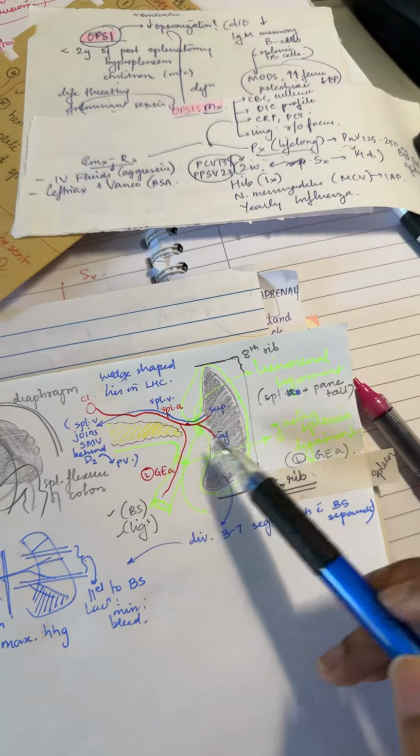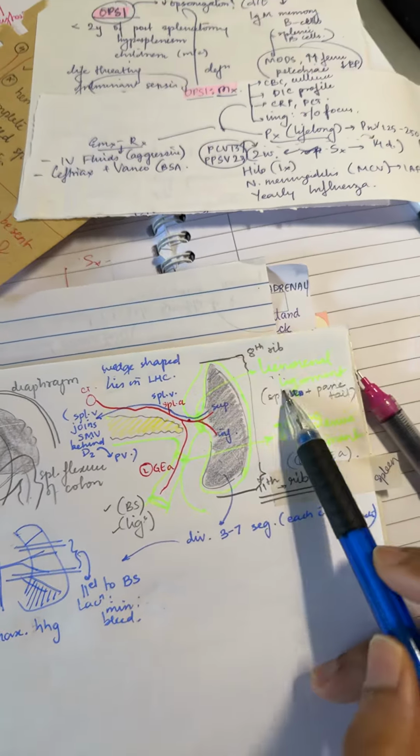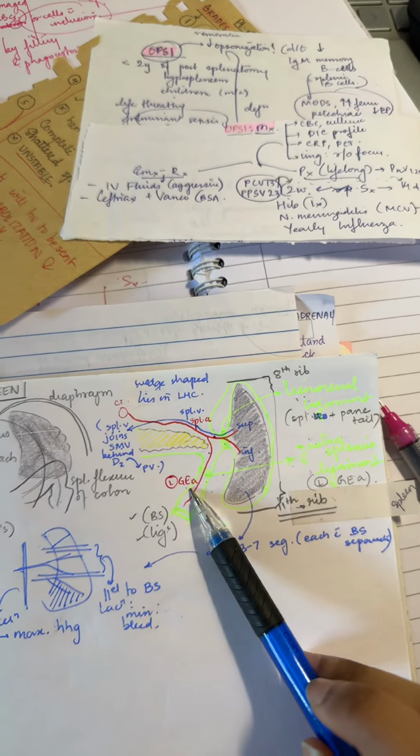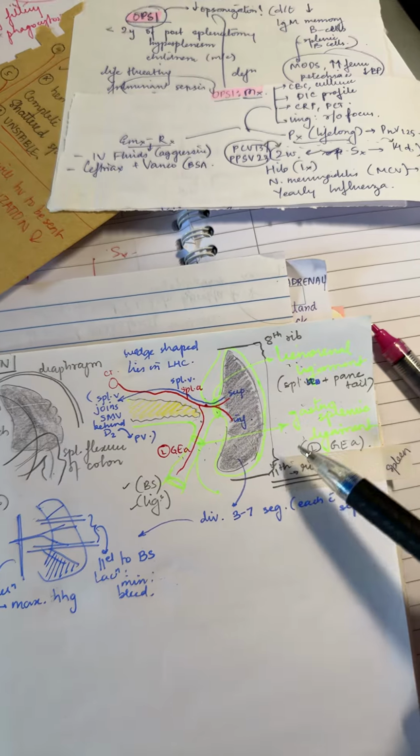So the peritoneum covering it forms certain ligaments around it, mainly the lienorenal, which encapsulates the splenic vessels and the tail of the pancreas, and the gastrosplenic with the left gastroepiploic artery. Also, surface marking: the splenic extent is from the 8th to the 11th rib.